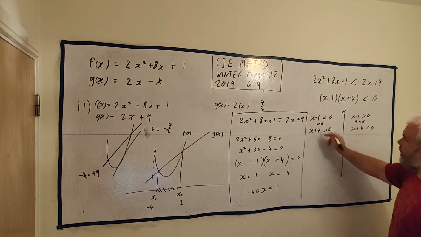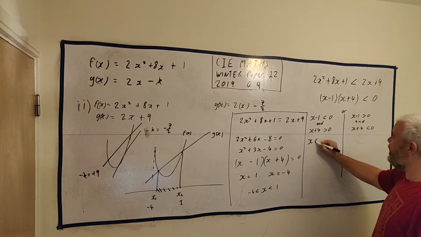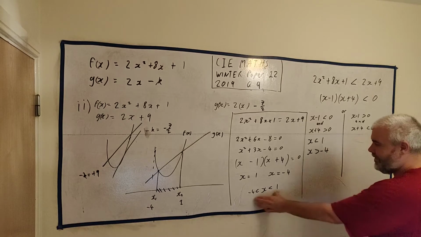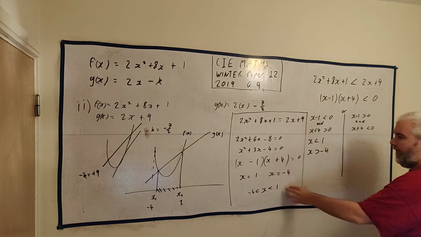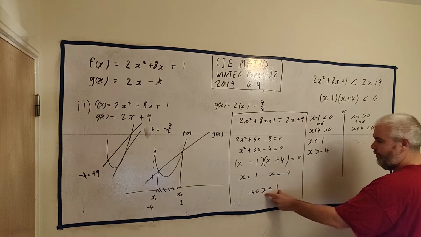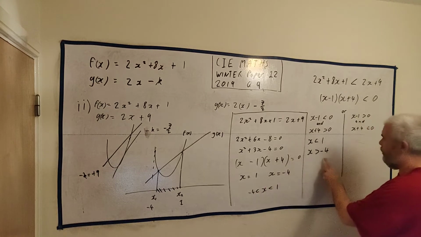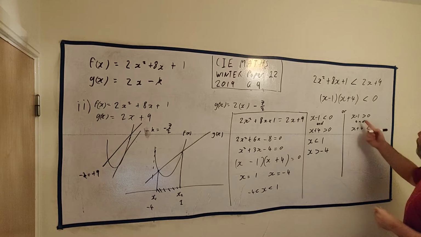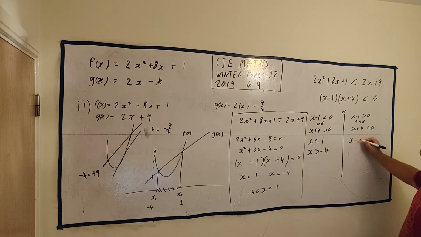Now let's try and solve these. We'd get x is less than 1, x is bigger than minus 4. That's the same answer we got here. Yeah, x is less than 1, x is bigger than minus 4. So we actually know this is the right answer already. The other possibility would have been x is bigger than 1 and x is less than minus 4.